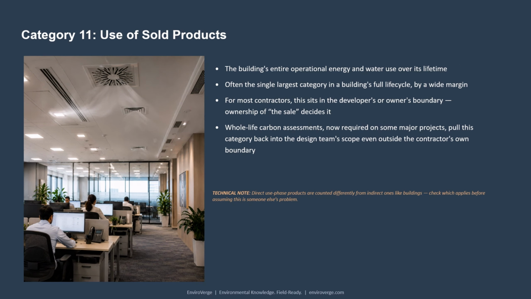Category 11. This is the one from the start of the video. The building's entire operational energy and water use over its whole lifetime. Often the single largest category in the building's full life cycle, by a wide margin. For most contractors, this sits in the developer's or owner's boundary. Ownership of the sale decides it. But whole life carbon assessments, now required on some major projects, pull this back into the design team's view, even outside your own boundary.